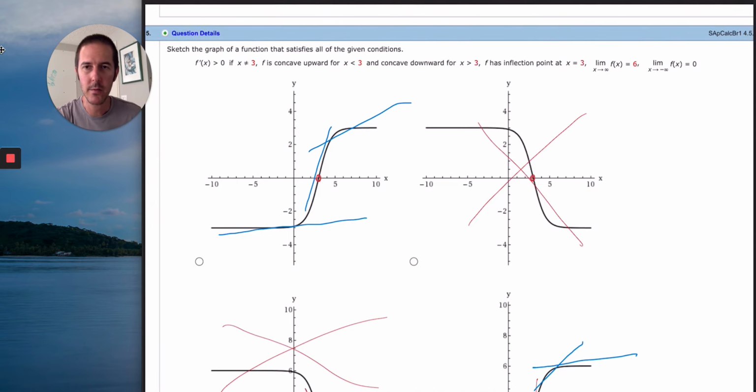Now, the next condition that we have to satisfy is, oh yeah, it's written right there. Where were we on that one? So the next condition we have to satisfy is that f has to be concave upward for x less than 3.